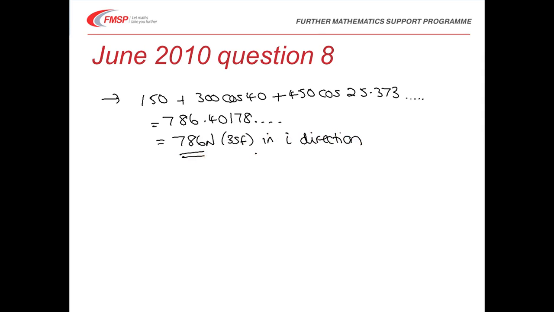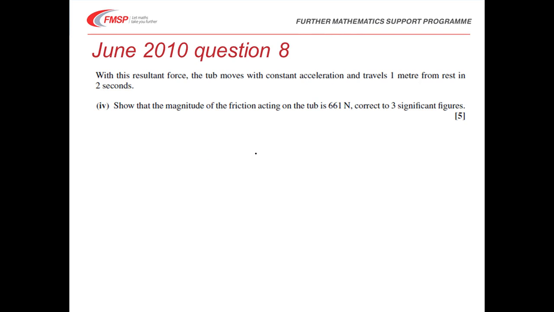So that's part 3 completed. We now move on to part 4. It says, with this resultant force, the tub moves with a constant acceleration and travels 1 metre from rest in 2 seconds. So let's just jot down the resultant force that we got in the last part of the question, because we're going to need it here. So keep that in your calculator. And we also know that it's travelled 1 metre from rest, so U is 0, in 2 seconds.